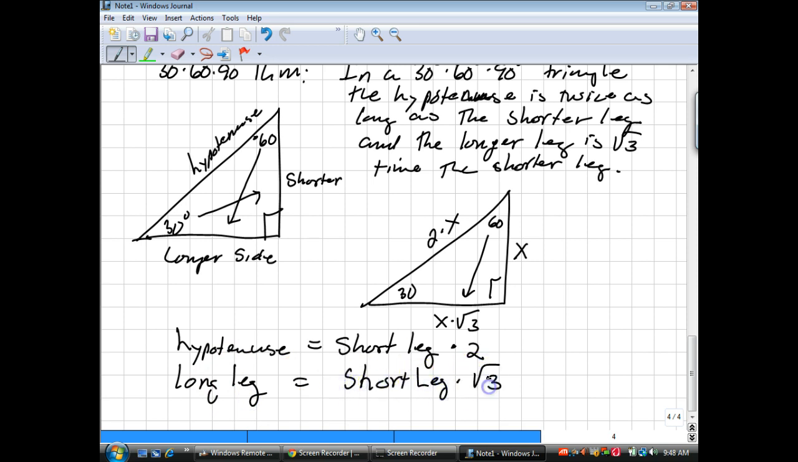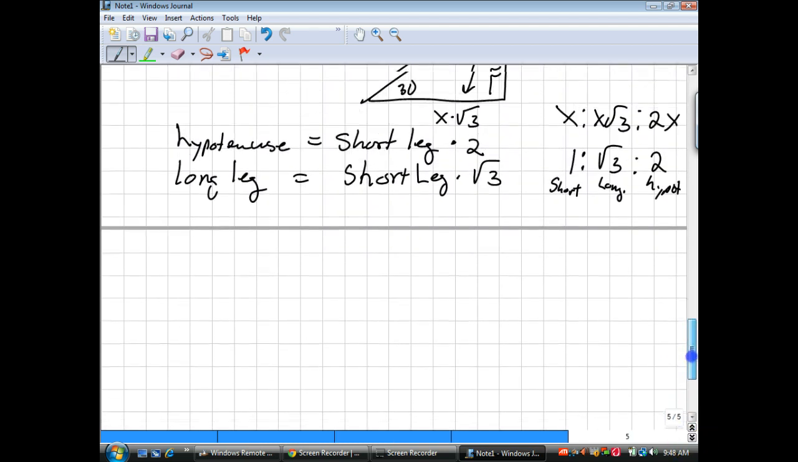times square root 3. So in other words, we have a ratio of x to x square root 3 to 2x, or if I reduce that, it's a ratio of 1 to square root 3 to 2. So this represents the short, this represents the long, and this represents the hypotenuse. Okay? And notice it goes from the smallest to the largest side, okay?